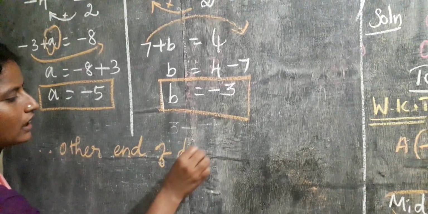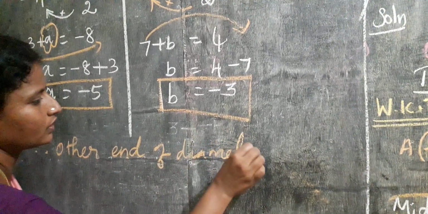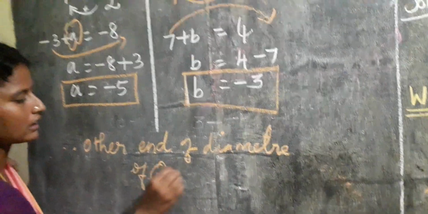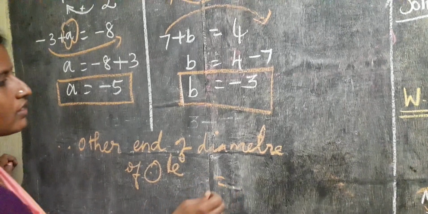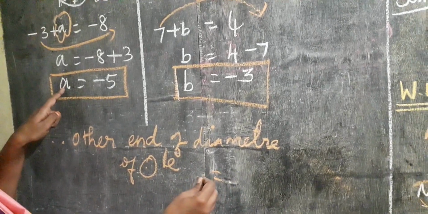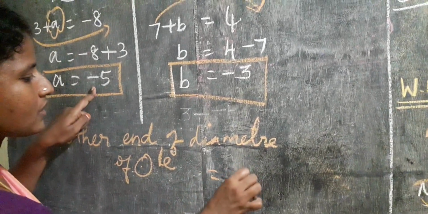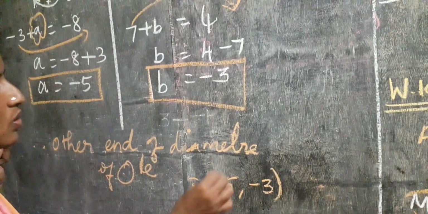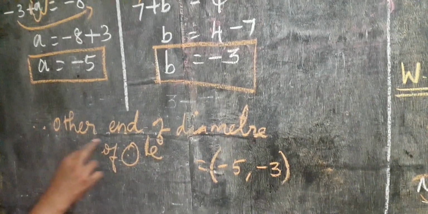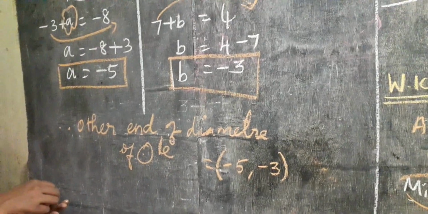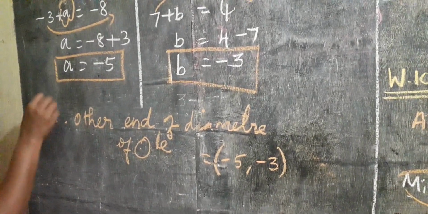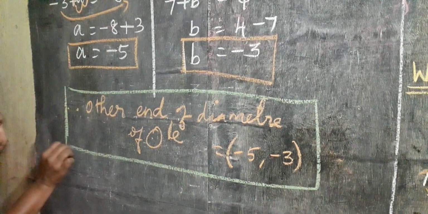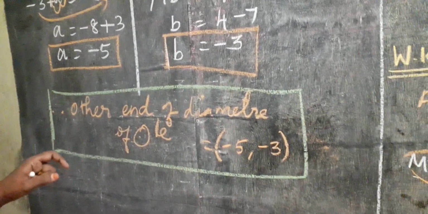Therefore, the other end of the diameter of the circle is equal to, what is the value? a means x coordinate, minus 5. Minus 5 comma minus 3 is the y coordinate. Okay. So, the other end of the diameter of the circle is (-5, -3). Clear? Can you understand? Yes.